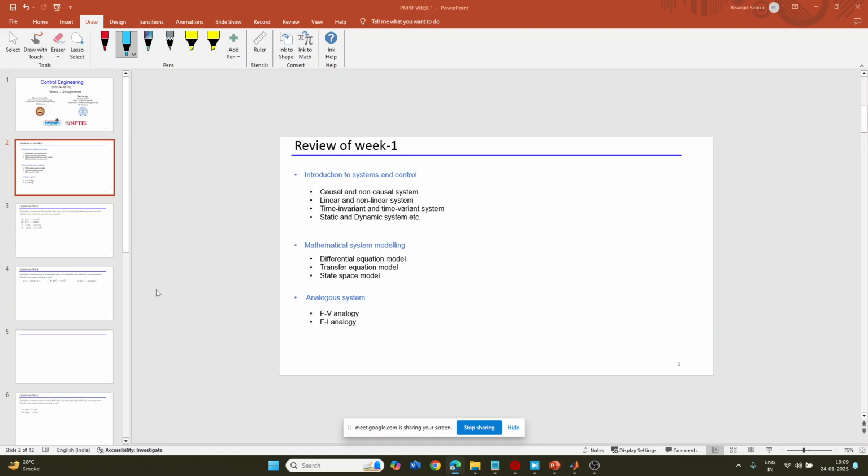There are causal and non-causal systems, linear and non-linear systems, time variant and time invariant systems, static and dynamic systems. There are other types, like invertible and non-invertible systems. I'm not mentioning all of them. In the real world, everything you see can be modeled as a system, and based on the behavior of the input and output, different types of systems are classified. I'm just giving a few examples.